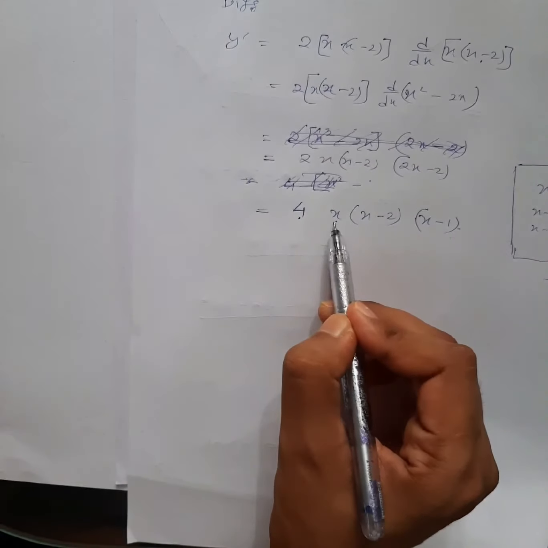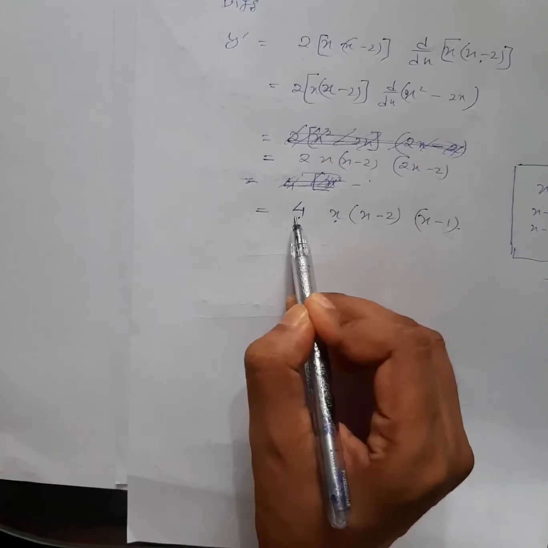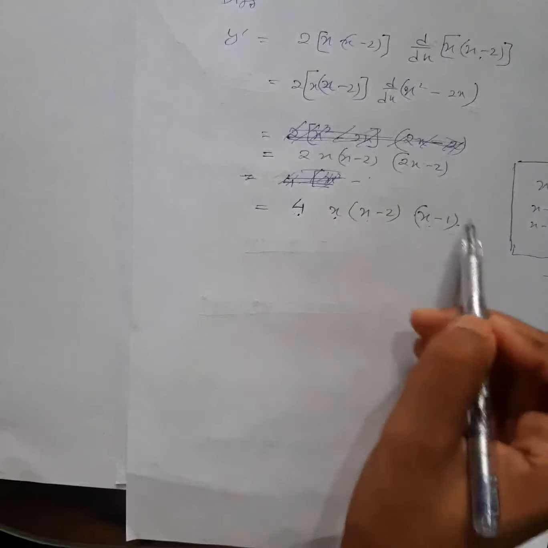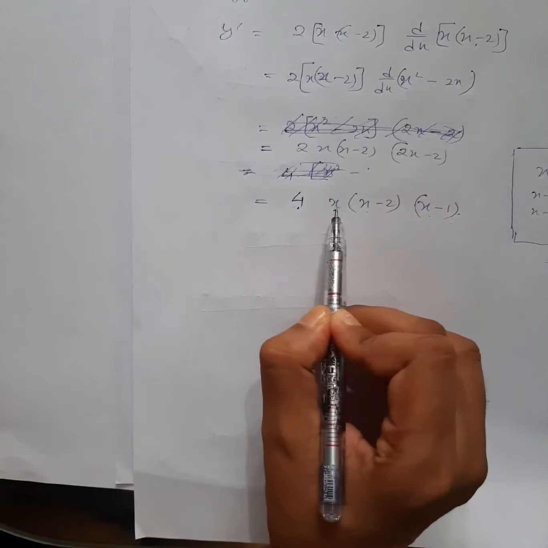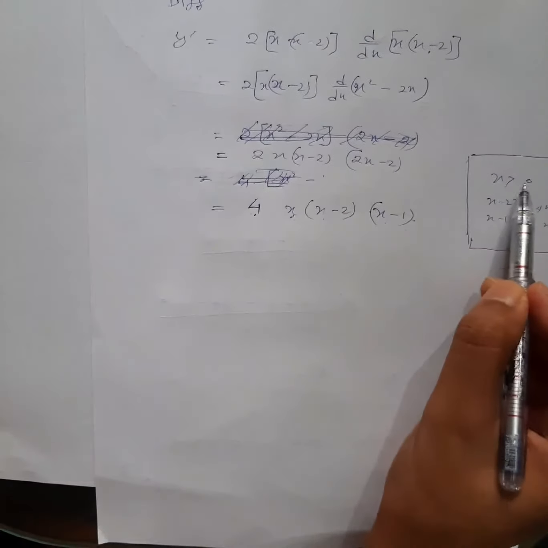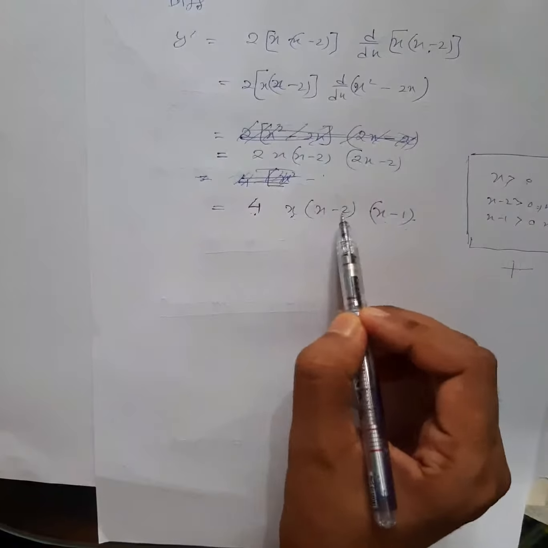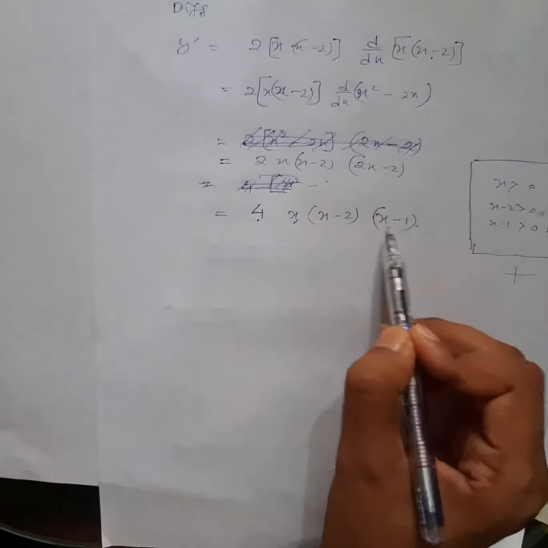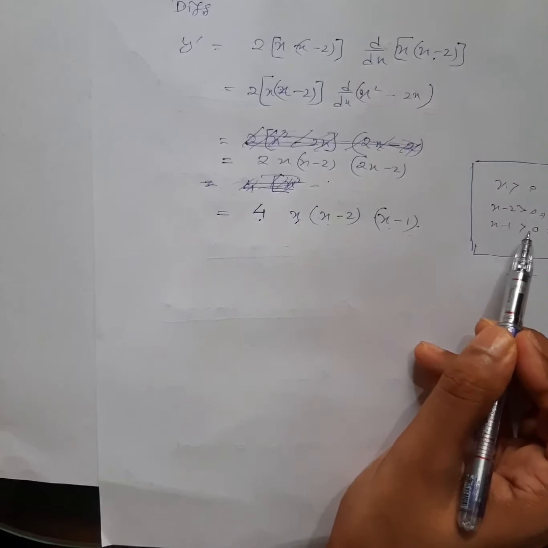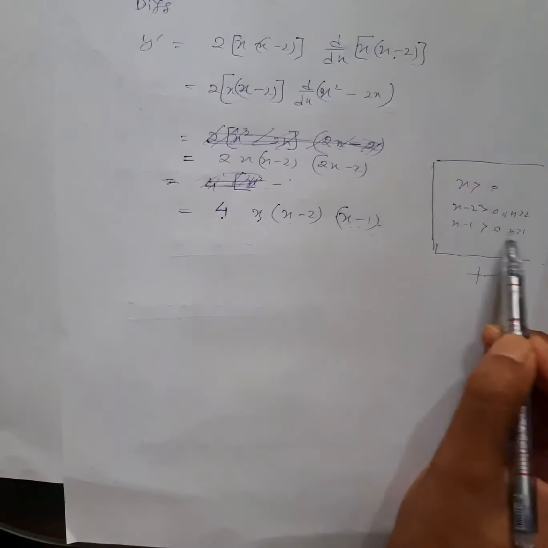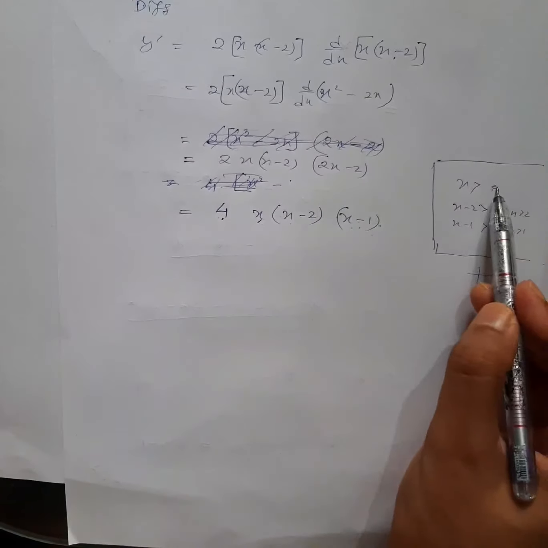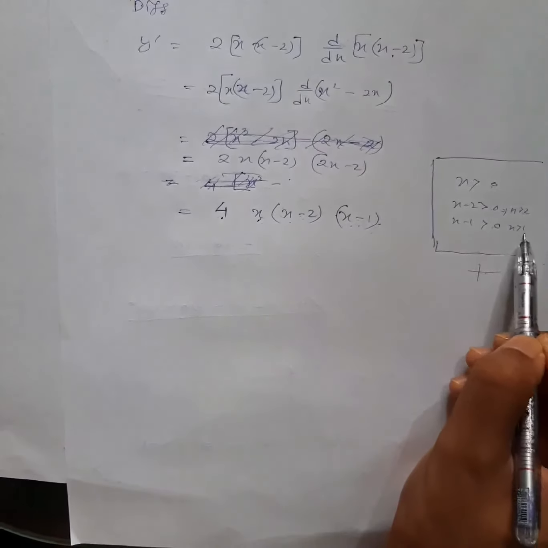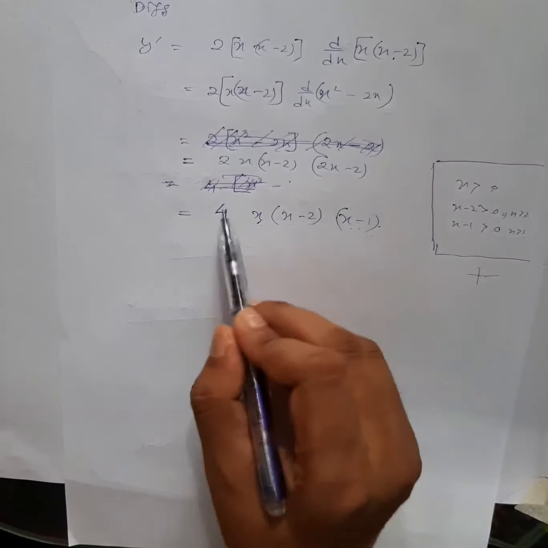Now for that, some students might be thinking that this is already positive, right? If this is positive, this is positive, this is positive, then your whole expression will be positive. So you might be thinking like this: when it will be positive, x greater than 0 directly, this when it will be positive, then x minus 2 greater than 0, which implies x greater than 2. This will be positive, x minus 1 if it is greater than 0, right? So x greater than 1. So you might be thinking that if x greater than 0, x greater than 2 and x greater than 1, if it happens like that, then it will be positive.